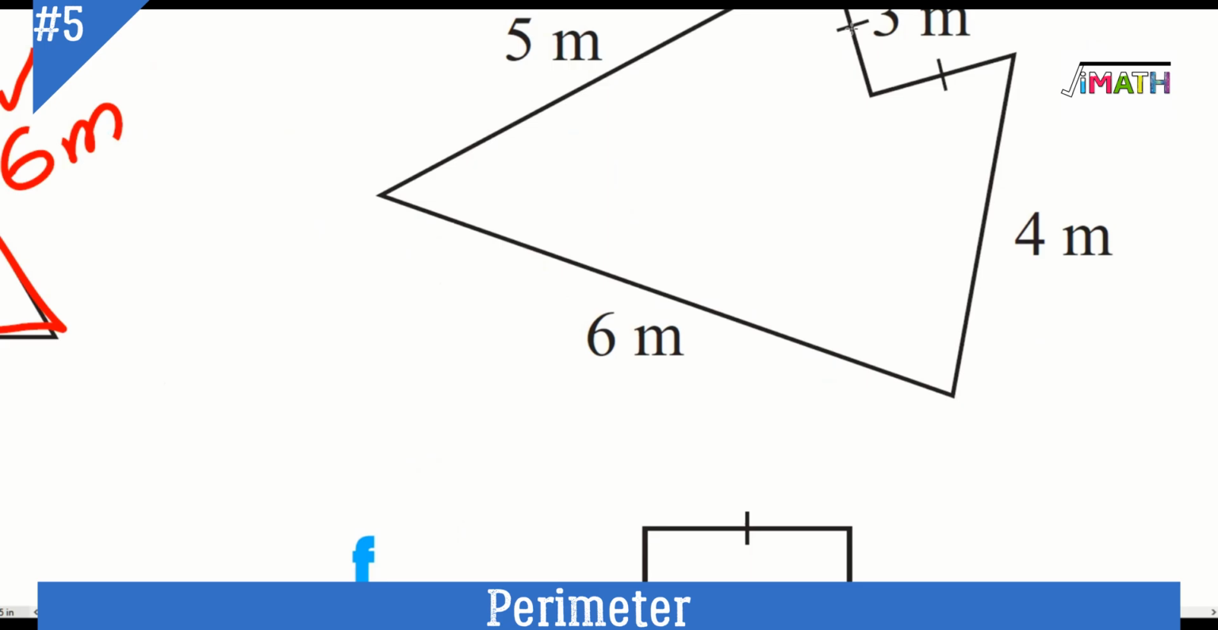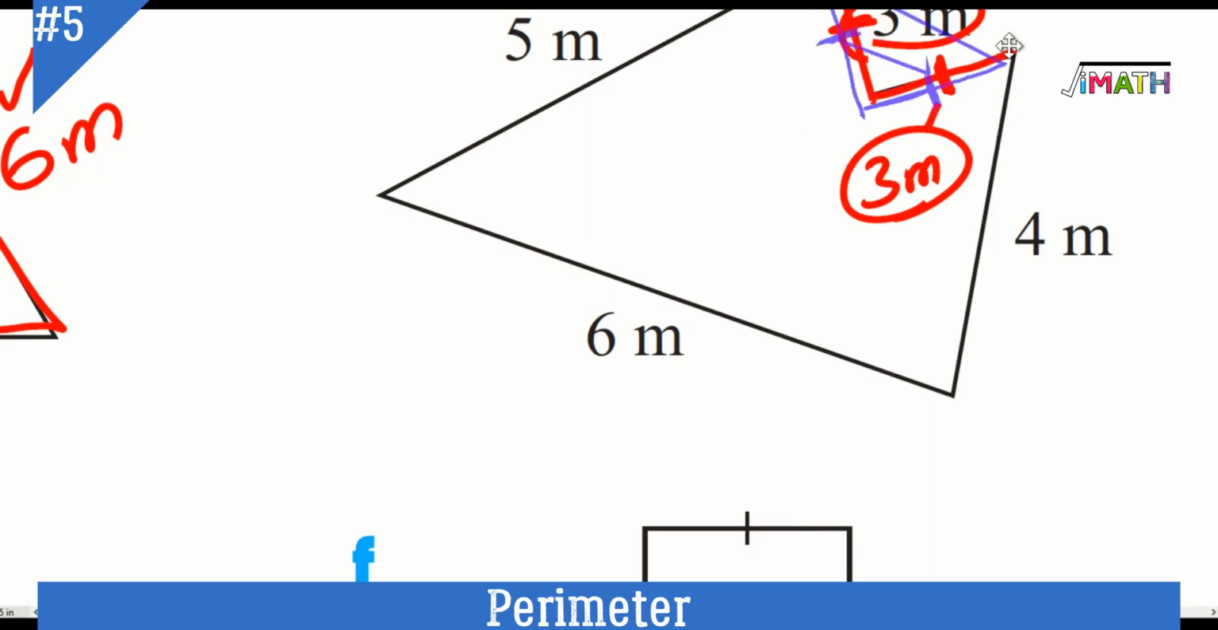Okay, so now let's do this one as well. You know that this marking here means this side and this side are equal in length. If this one is 3 meters, it means this one is also 3 meters. So what's going to be the total length of this closed shape?